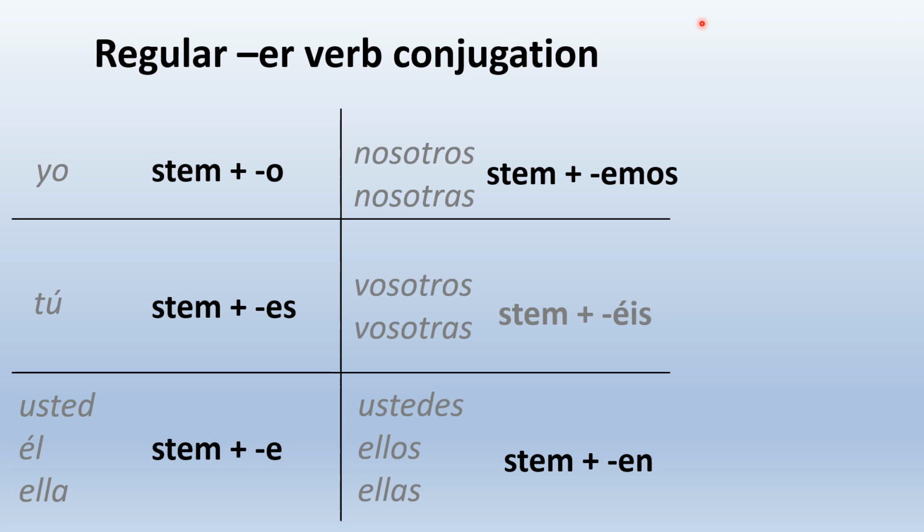All right, now we're going to look at the regular ER verbs. It's very similar to the AR. We take off the ER, the ending, and to the stem of the verb for yo, we add o. For tú, we add es. Usted, él, and ella, we add e. Nosotros, we add emos. Vosotros, we add éis. So it's a different sound. E for usted and éis for vosotros, which we use in Spain. And for ustedes, ellos, and ellas, we use en.